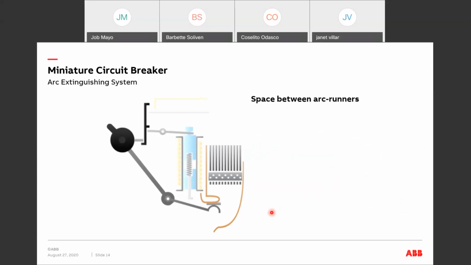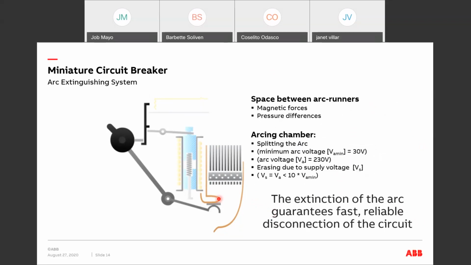So this is the arc extinguishing system, which is also one of the more important components within the miniature circuit breaker, primarily because it splits the arc during opening. During opening of the contacts, we can't really avoid the arcs in between the contacts. So the idea of an arc extinguishing system is that it extinguishes the arc by separating it into multiple plates with a maximum voltage of 30 volts. The extinction of the arc guarantees fast, reliable disconnection of the circuit.